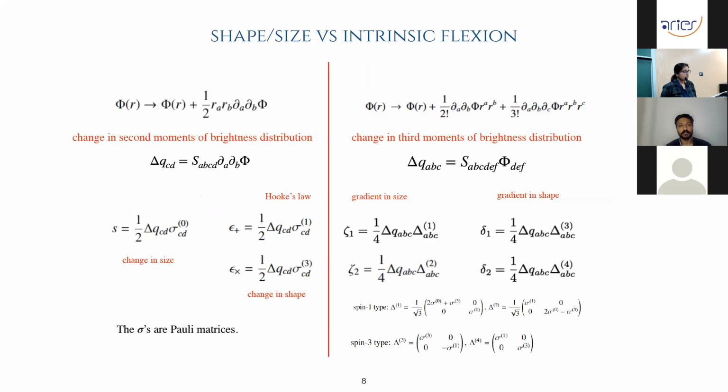So what we do, as I said, is expand the tidal shear; in the case of shape and size, we go to the second order. I won't go into the details because of lack of time. But we are going another order higher in the case of flexion. Then we have the Pauli matrices as basis here, and other combinations of Pauli matrices as basis in the case of flexion. What we can compute here is the change in size and the change in shape. And in the case of intrinsic flexion, we have the gradient in size and gradient in shape.